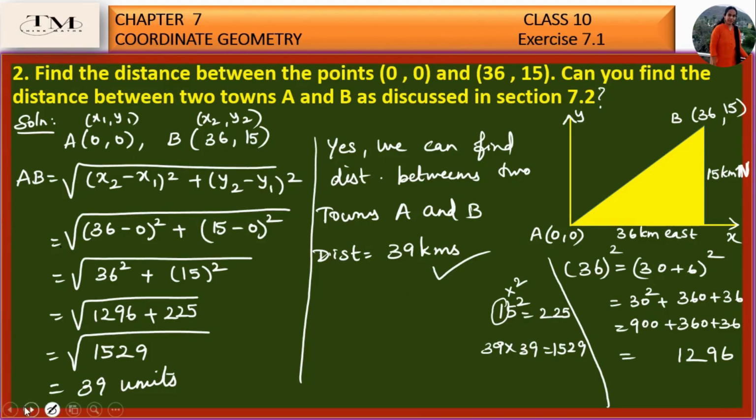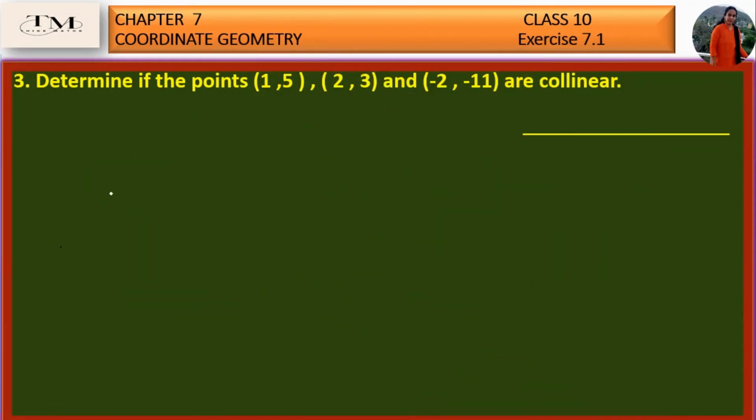So moving on to the third question. Determine if the points 1, 5, 2, 3 and minus 2, minus 11 are collinear. So what do you mean by collinear? Collinear means all 3 points lie on a line.